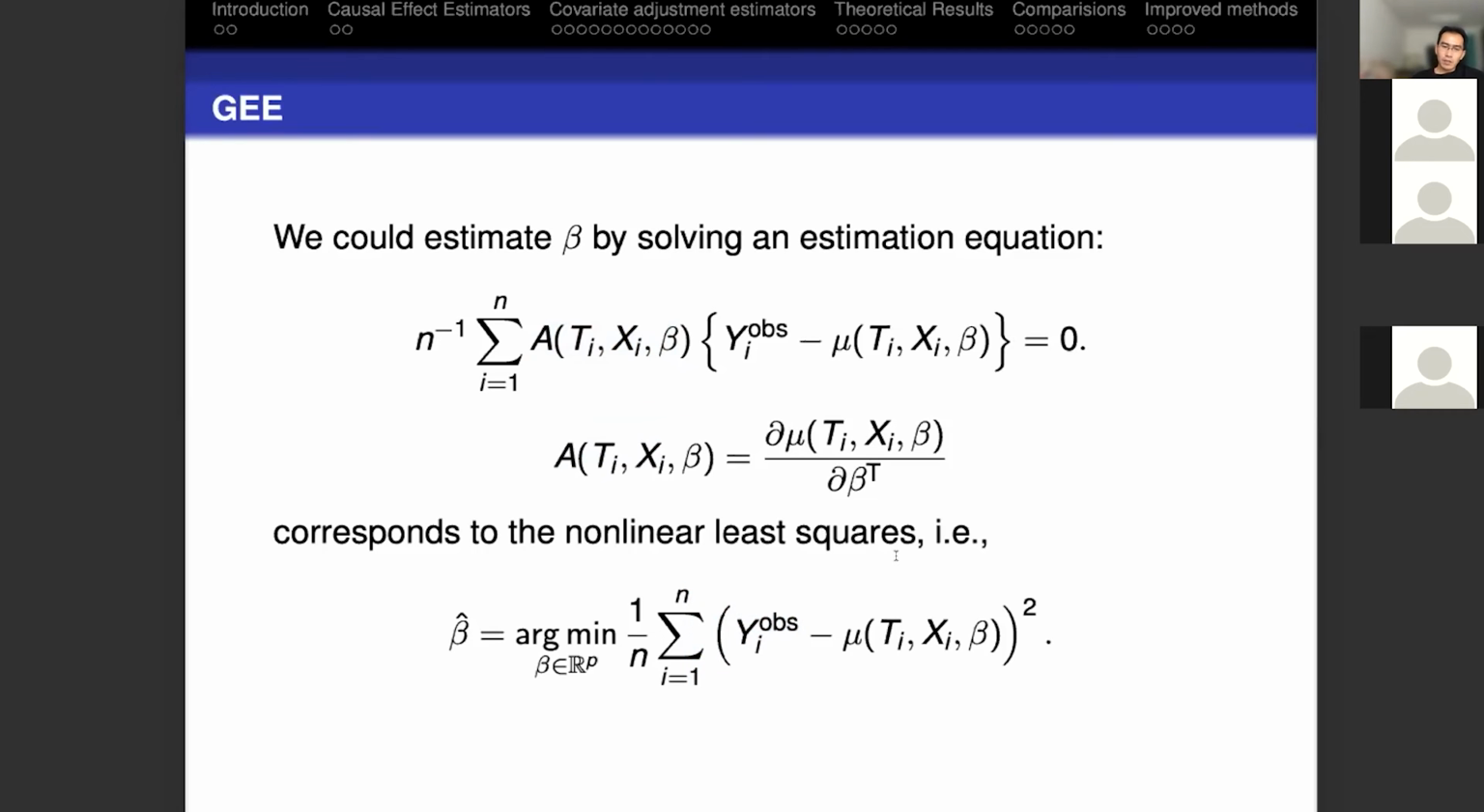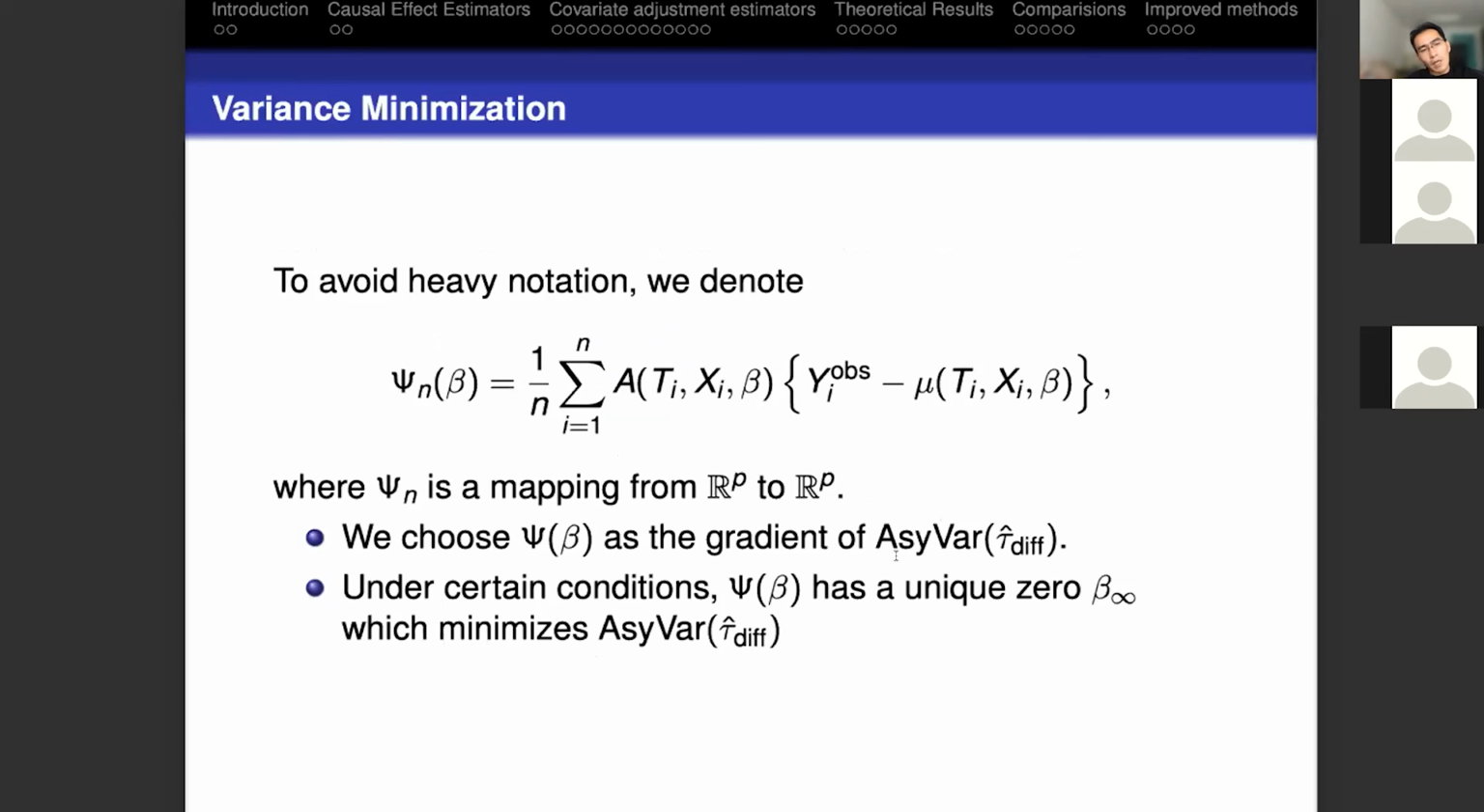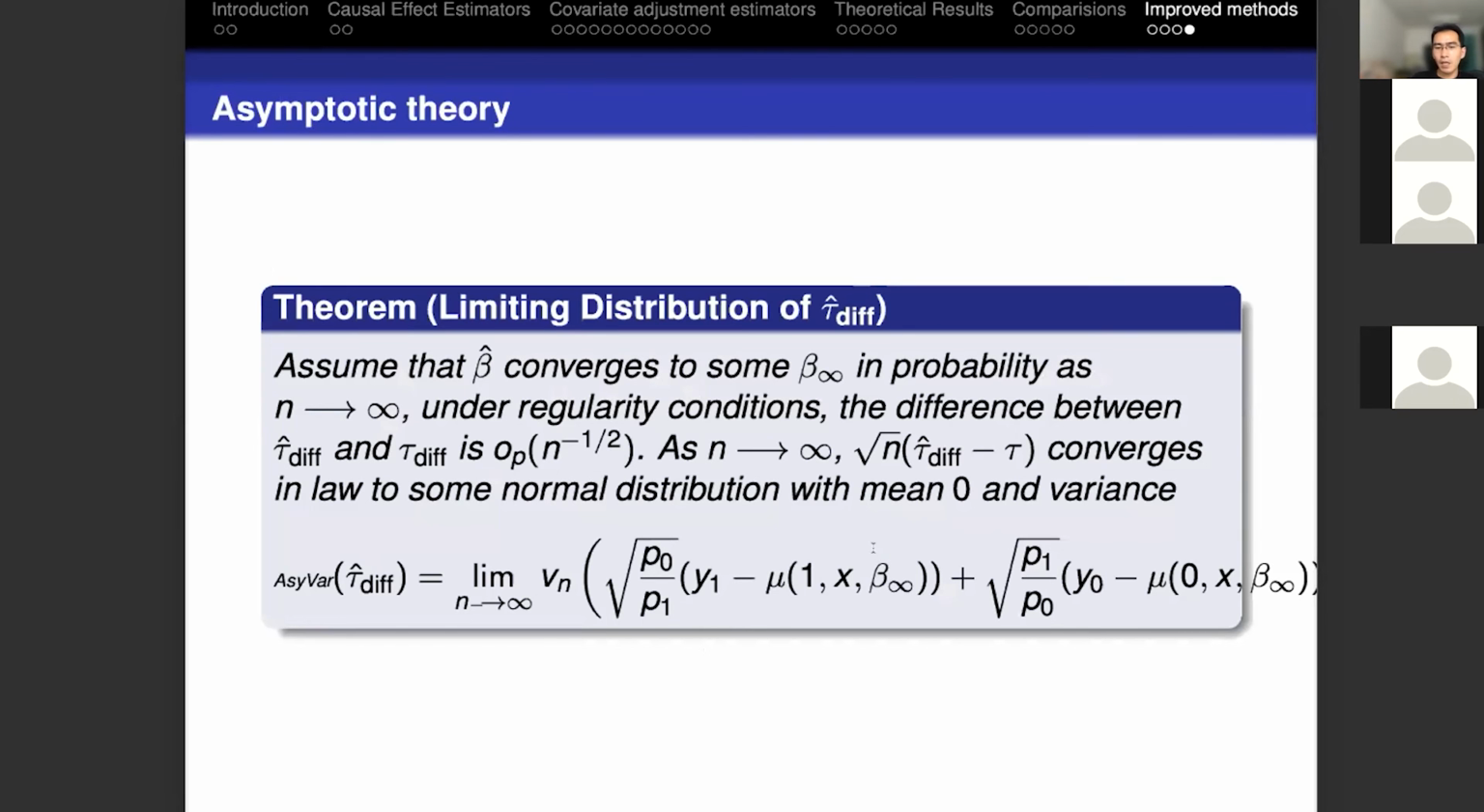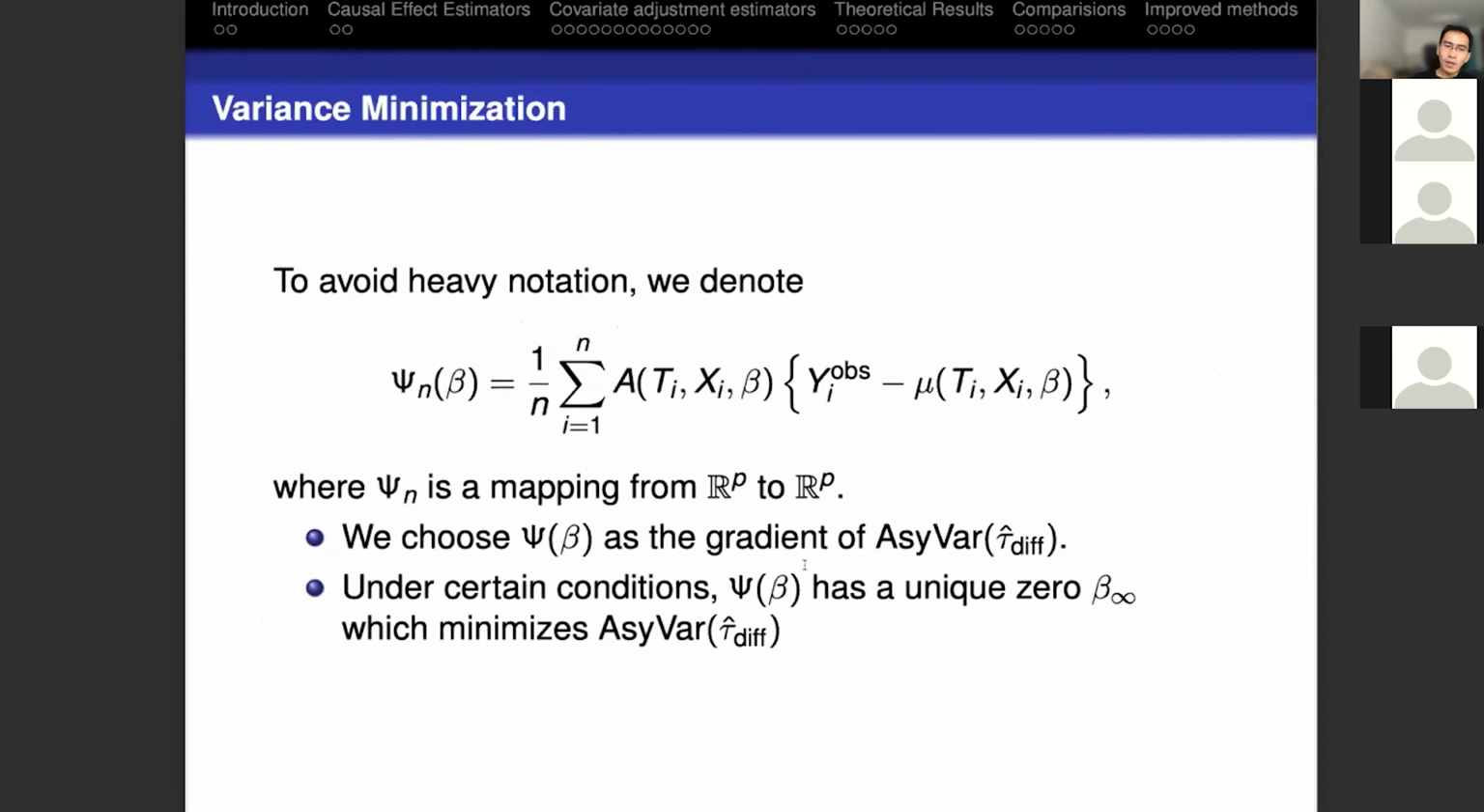But we do not want to use the nonlinear least squares, because now we want to do the minimization of the variance. We want to have a very efficient estimator. From the asymptotic result, we see that the variance depends only on the limiting value of this beta hat and also the function of mu. So when you have a function of mu, you can use a maximum likelihood estimator to estimate it, and also you can use these generalized estimating equation estimators. And for generalized estimating equation estimators, we can choose this A such that after you solve this beta, it gives the minimum.